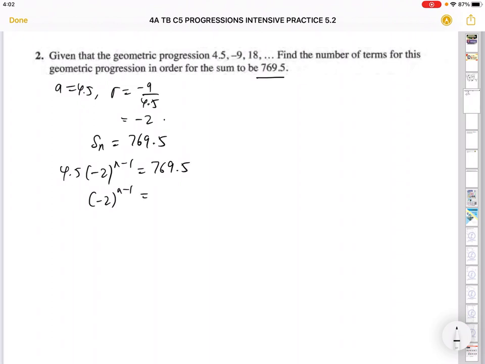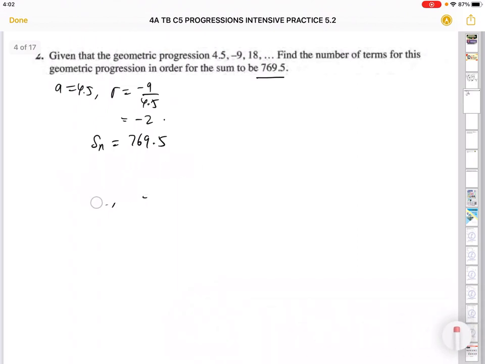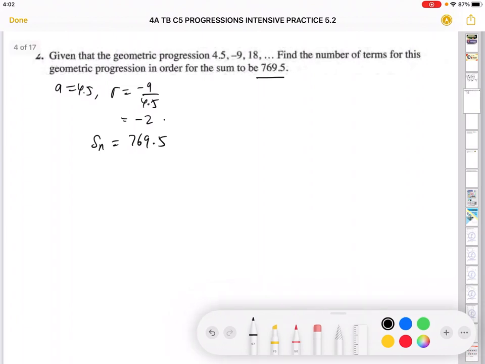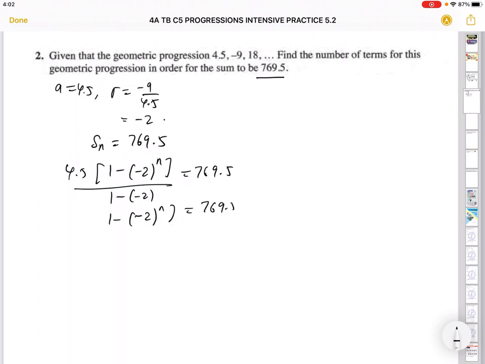Wait, I made a mistake. This is the sum, not Tn. Sorry. Tn is a r to the n minus 1. Sn is a times 1 minus r to the n, over 1 minus r, equals 769.5. Okay, so let's take 769.5 and multiply by 3, since 1 minus negative 2 is 3.